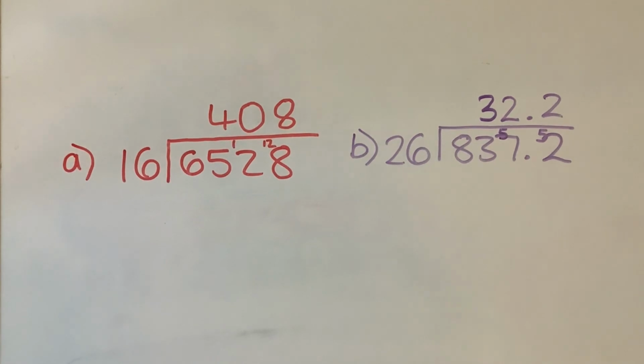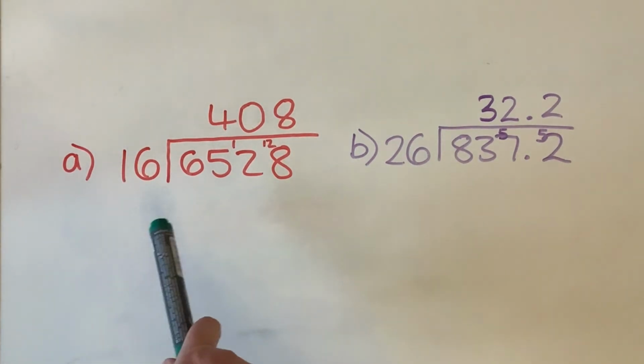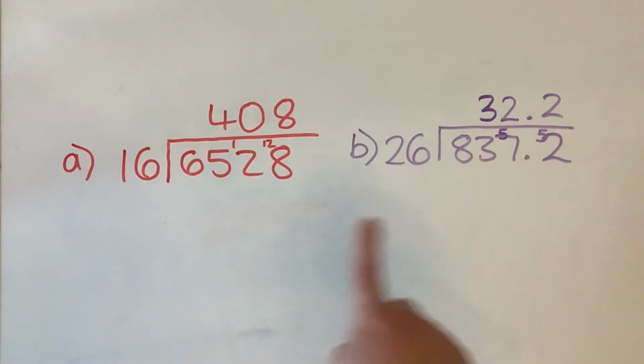Okay, here are the answers. The first one was 408 and B was 32.2. Please pause the video and check my workings out if you got the wrong answer to see where you went wrong. Right, now that we've done a recap of all of those areas, it's now time for today's tasks. Please complete today's tasks and then I will show you the answers in tomorrow's video. Good luck!